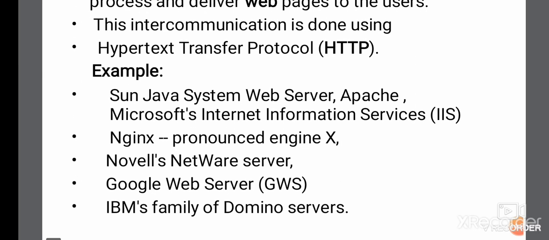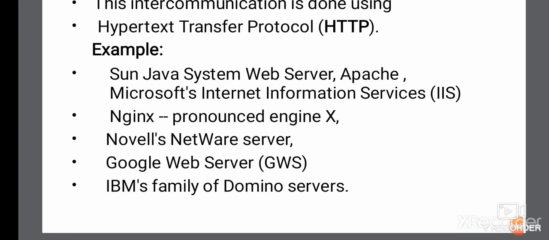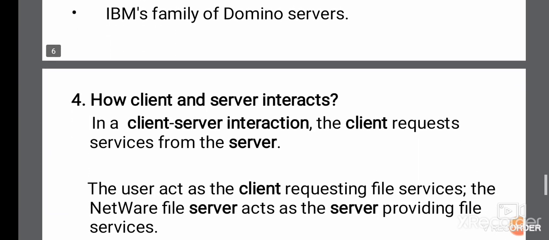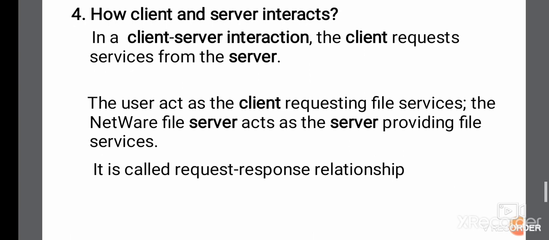So here I have listed the examples for servers. Sun Java System Web Server, Apache, Microsoft's IIS, that is Internet Information Services, and then Nginx, Novell's NetWare Server, Google Web Server, IBM family's Domino servers. These are all the famous web servers that are existing in today's world. So in client-server interaction, the client requests the services from the server and the server will respond to that. So it is called as request-response relationship.